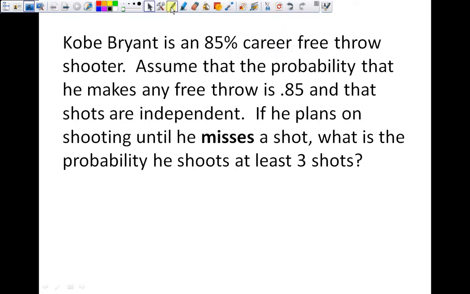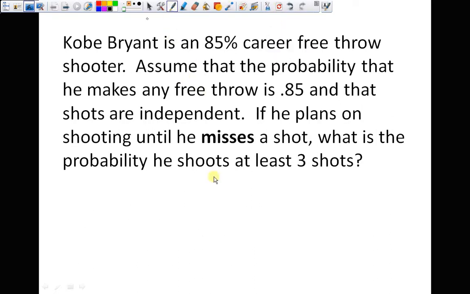Okay. Just some more practice with the wording here. What is the probability he shoots at least 3? Now, a lot of people see the word least or at least, and they think that that means less, but at least means that or more. Okay, so at least 3 means 3, 4, 5. There's no upper bound here.